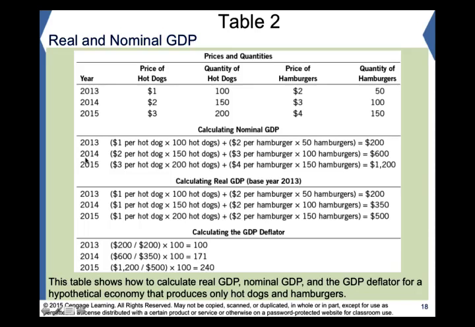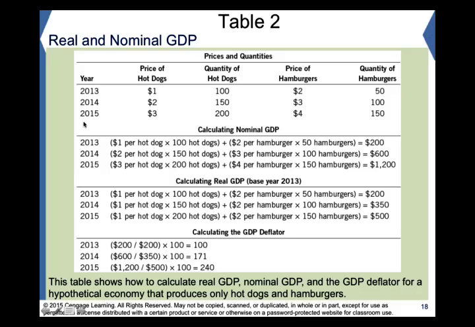Similarly, you can calculate the nominal GDP for 2014. You just need to take the prices of that year. So in 2014, the price of hot dog was 2. That's what we wrote here. And the quantity was 150. That is what we wrote here. Plus the other product that is produced, which is hamburger. The price of that product in 2014 was 3. And the quantity produced was 100. So if you multiply them, you are going to get 300 here. And if you multiply these two, again you get the 300. So 300 plus 300 is going to give you 600.